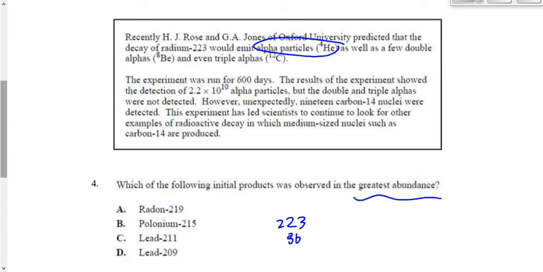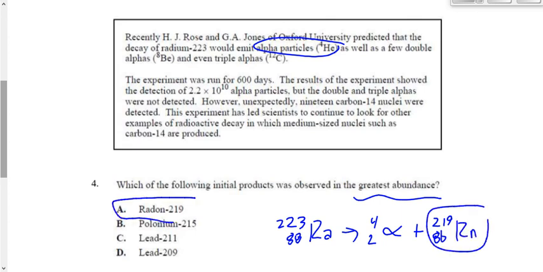What is radium? Is it atomic number 88? It produces alpha particles. Also these other ones, but those are separate reactions. Plus what? 4 plus 219. 86 plus 2 is 88. That's going to be Rn, radon. So that means that the answer is going to be A, radon 219.